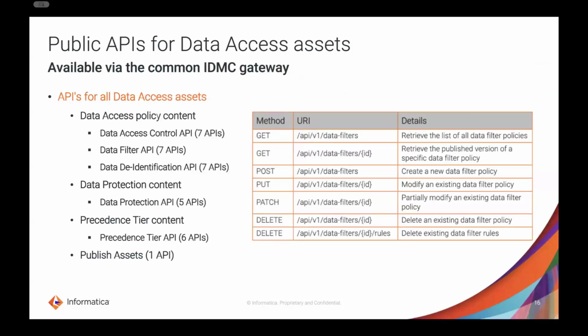We will have APIs for all the standard data access management policies. That's the object, rule, row level, and cell or attribute level controls, as well as the data protections that you can apply in your policies and the precedence tiers for managing the order, de-identification policies, as well as an API to actually publish those assets.